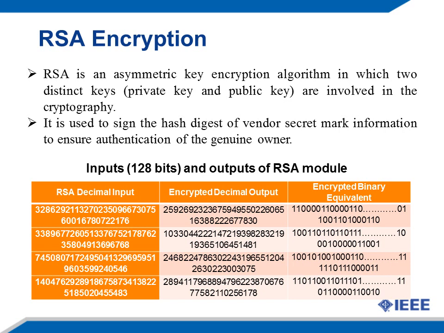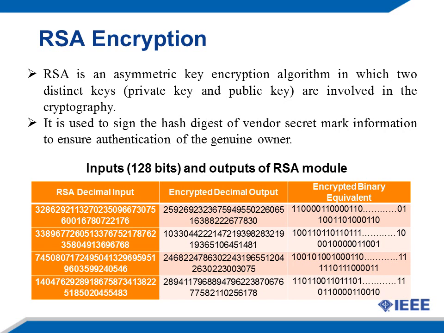So what is RSA? RSA is an asymmetric key encryption algorithm in which two distinct keys, private and public, are involved in the cryptography. It is used to sign the hash digest of the vendor secret mark information to ensure authentication of the genuine owner. That's the most critical part over here.